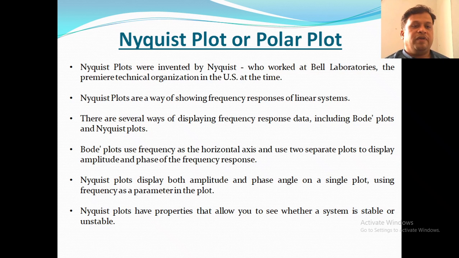There are several ways of displaying frequency response data, including Bode plots and Nyquist plots. Bode plots use frequency as the horizontal axis and use two separate plots to display the amplitude and phase of the frequency response. Nyquist plots display both amplitude and phase angle on a single plot, using frequency as a parameter in the plot. The Nyquist plot has properties that allow you to see whether a system is stable or unstable.